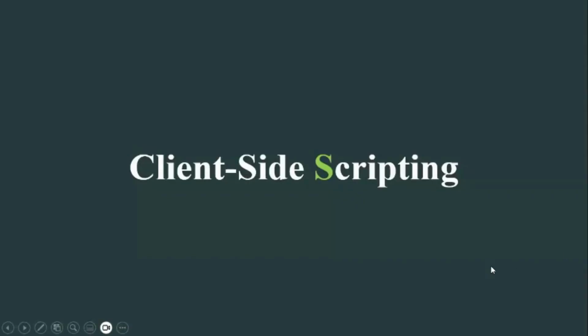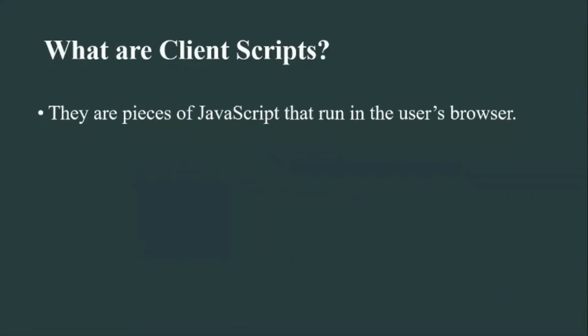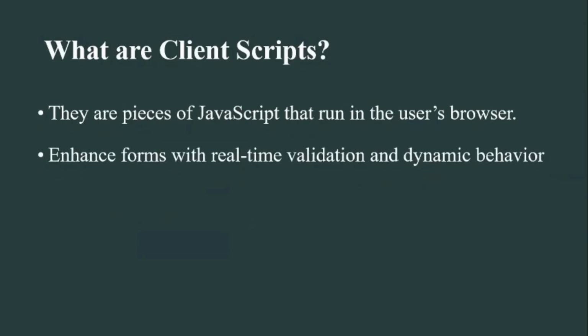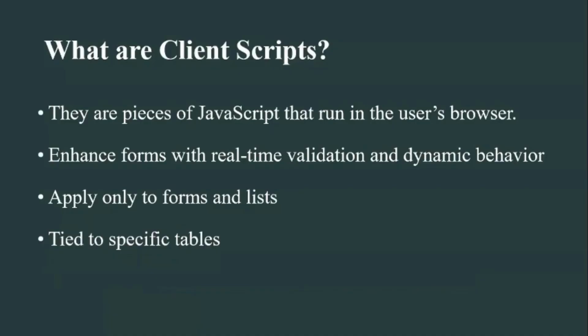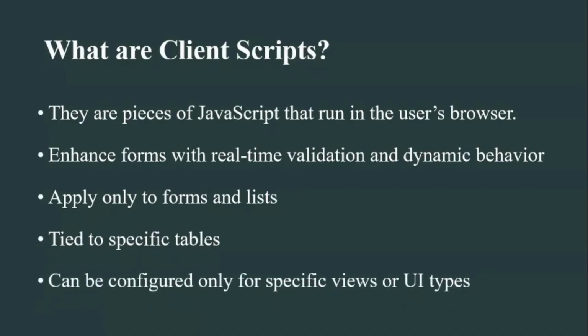What are client scripts? Client scripts are pieces of JavaScript that run in the user's browser. They are used to make forms interactive, validate data in real time, and enhance the overall user experience. They are applied only to forms and lists and are tied to specific tables such as incidents, problems, changes, and other tables. Client scripts can also be tied to UI types and views.